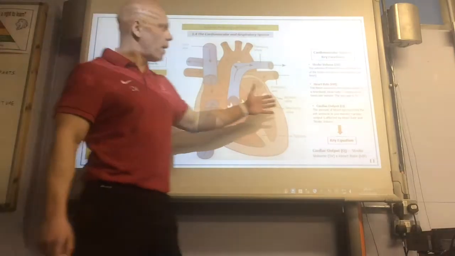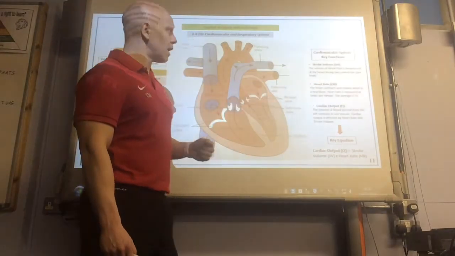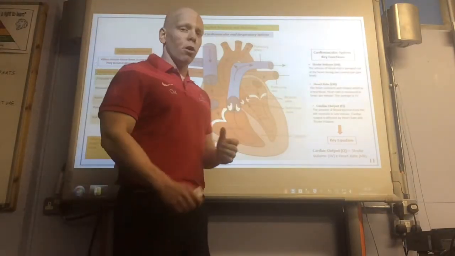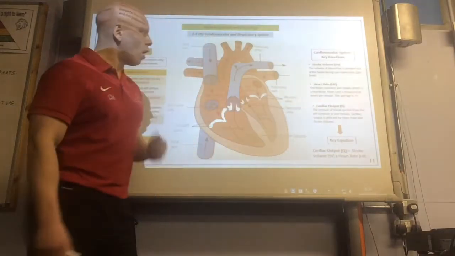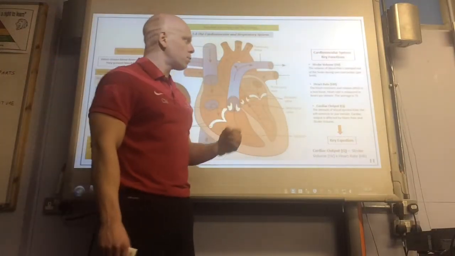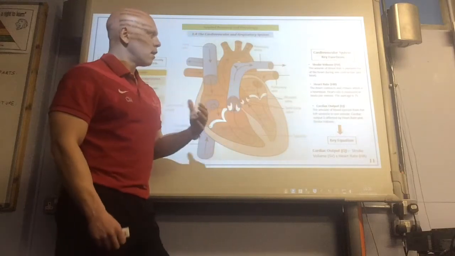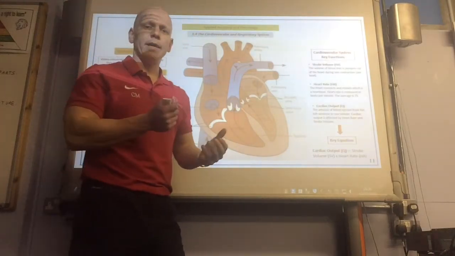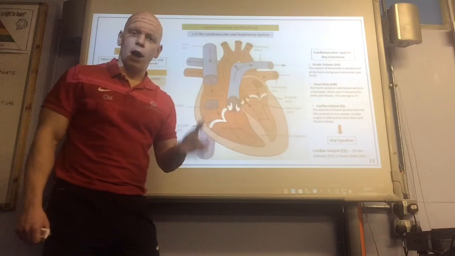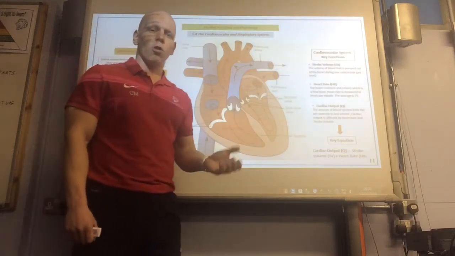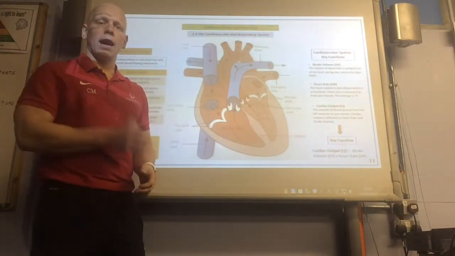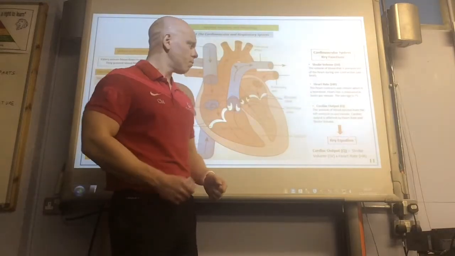Next bit, key parts of the cardiovascular system then. We've got stroke volume, normally known as SV. We've got heart rate, HR. This is when the heart contracts and relaxes, which is a heartbeat. Stroke volume is how hard your heart beats, so how strong the actual heartbeat is, whereas heart rate is how many times it's beating.